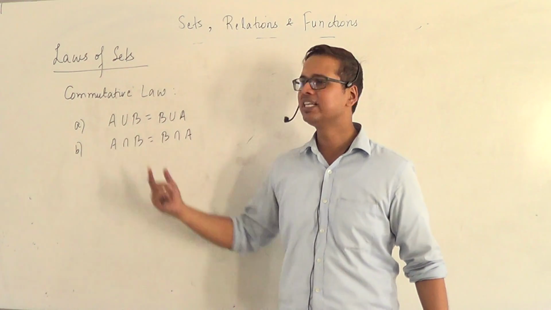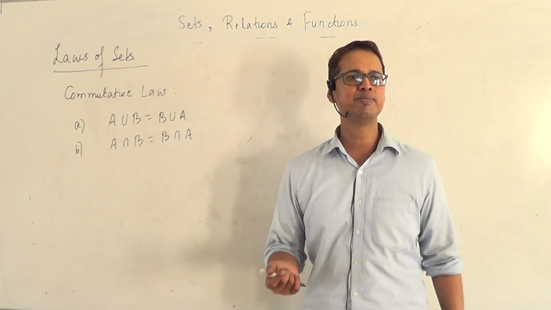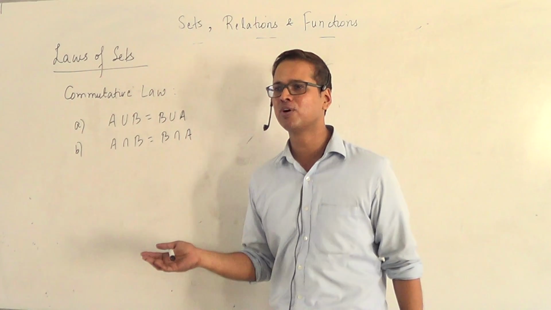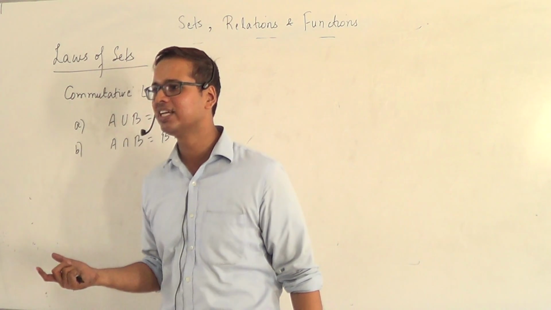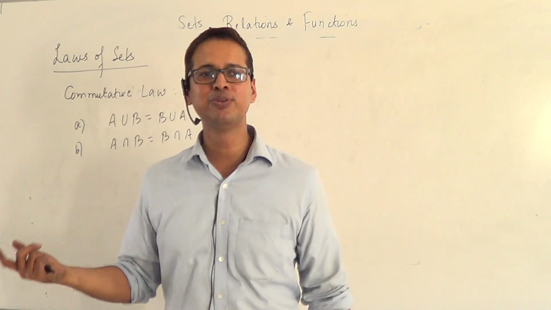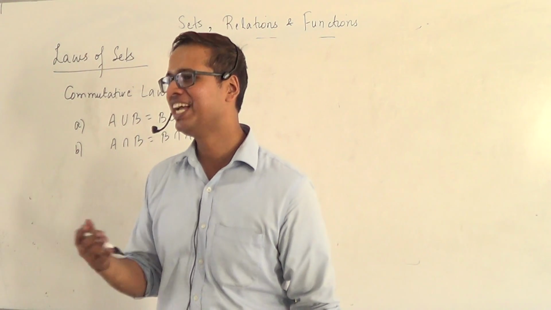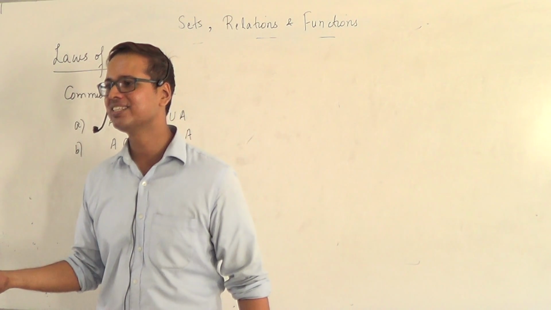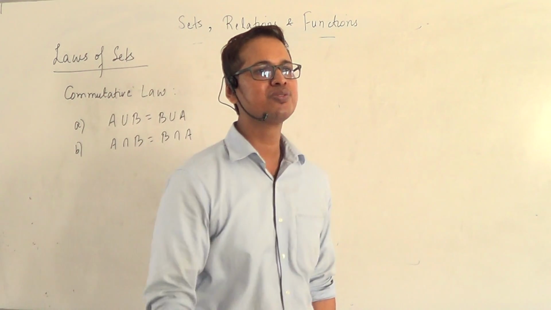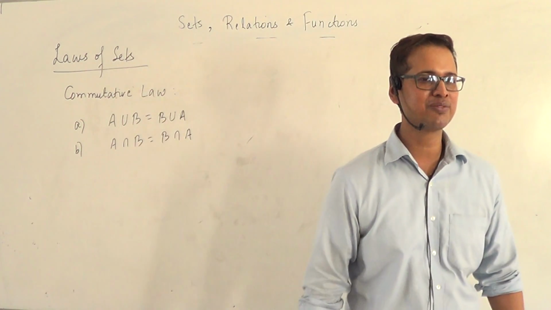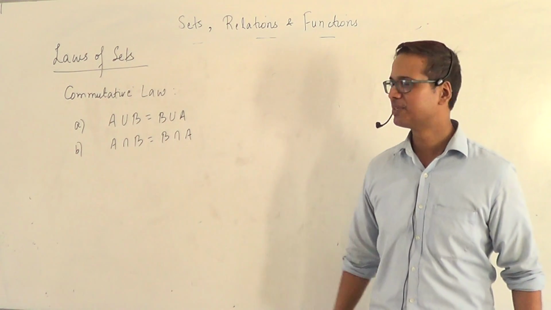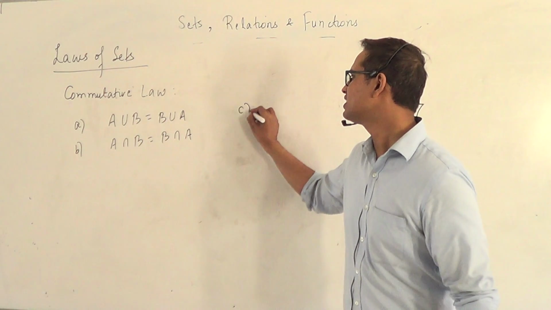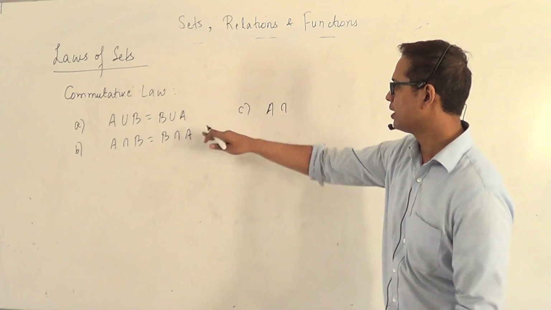When you say an element X belongs to A union B, it means X belongs to A or X belongs to B. You can switch it and say X belongs to B or X belongs to A, and hence X belongs to B union A. So A union B is a subset of B union A, and you can do the reverse step to prove that B union A is also a subset of A union B. So I'm not going to do all those things. It's very evident. In a similar way, you can say A intersection B.